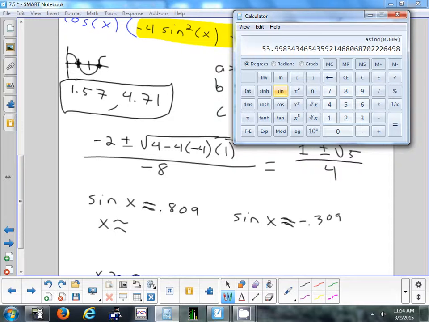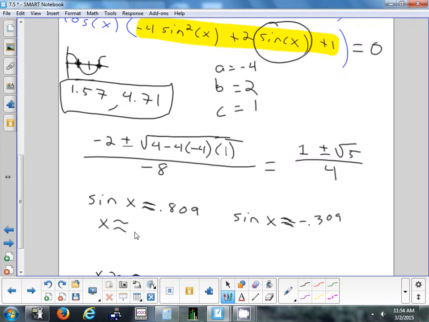And, oh, I was using radians. Sorry. So type in the same thing, just put it in radians. Inverse sine 0.809. 0.942.